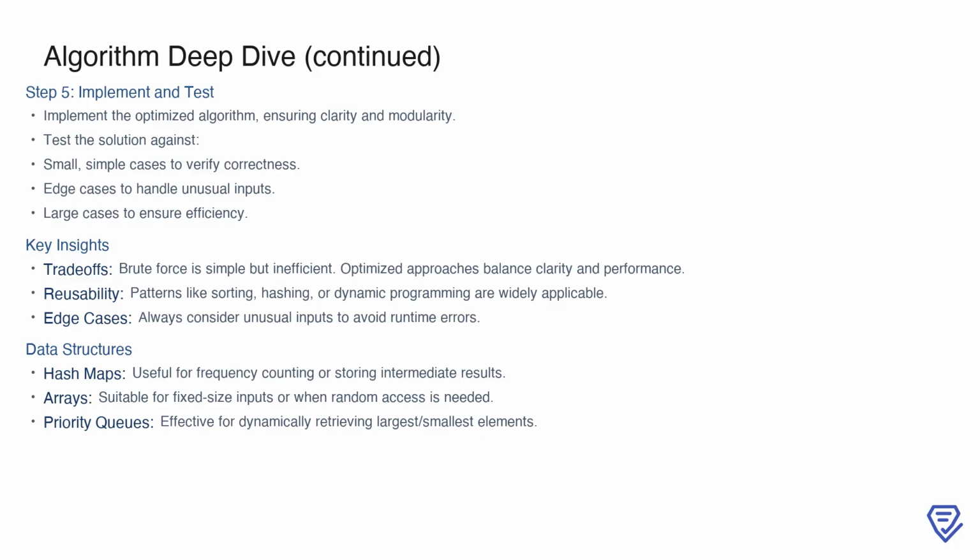Throughout this process, it's important to keep a few key insights in mind. While brute force solutions are simple and guarantee correctness, they are often too inefficient for larger inputs. Optimized algorithms aim to strike a balance between clarity and performance. Additionally, many optimization techniques, such as sorting or dynamic programming, are reusable across different problems. Always consider edge cases to prevent runtime errors and ensure robustness. Selecting the right data structures, such as hash maps for frequency counting or priority queues for dynamic retrieval, can also significantly enhance the efficiency of your solution.